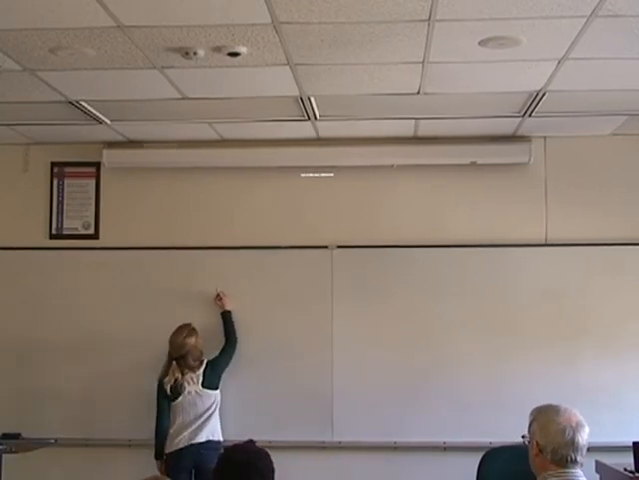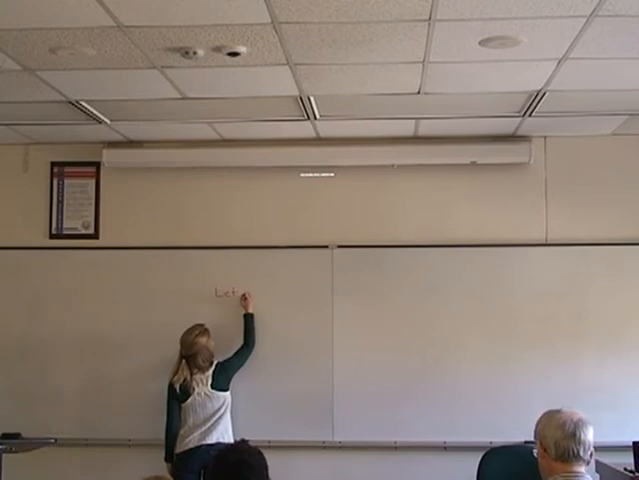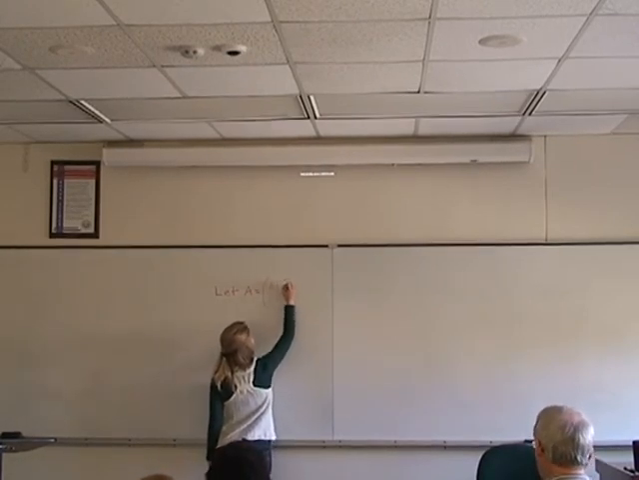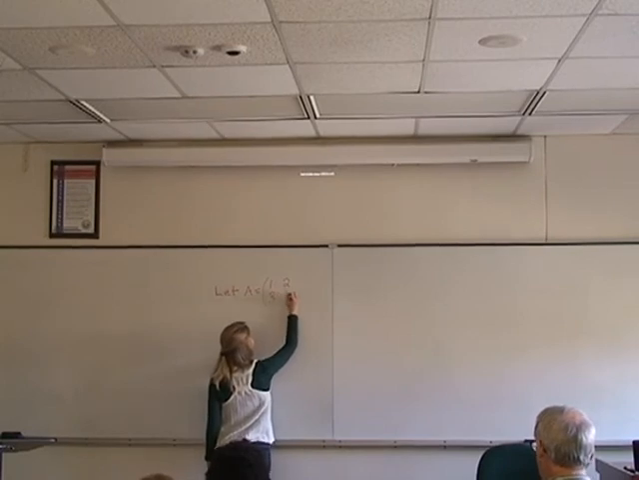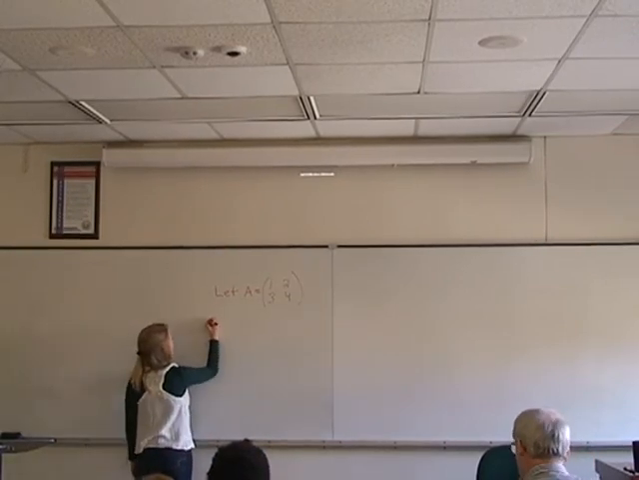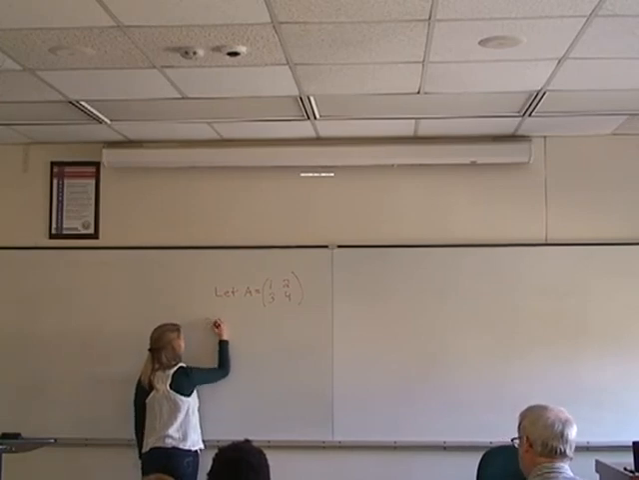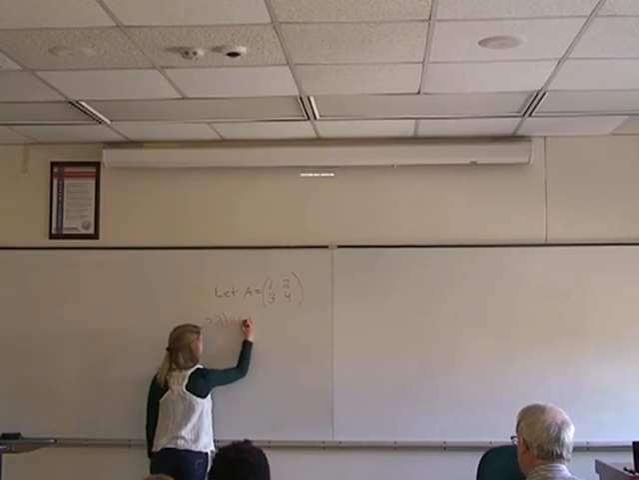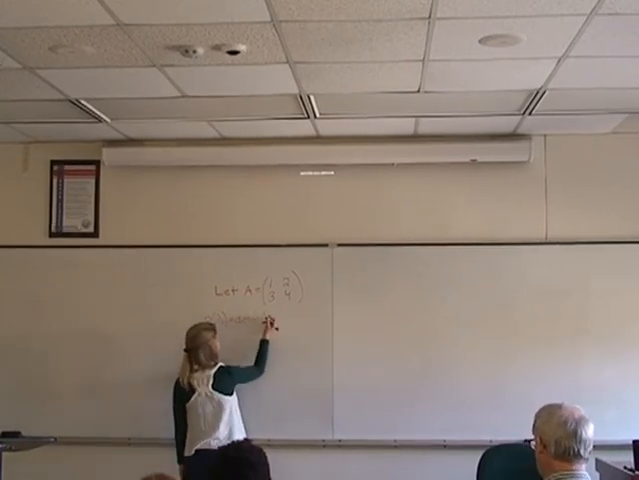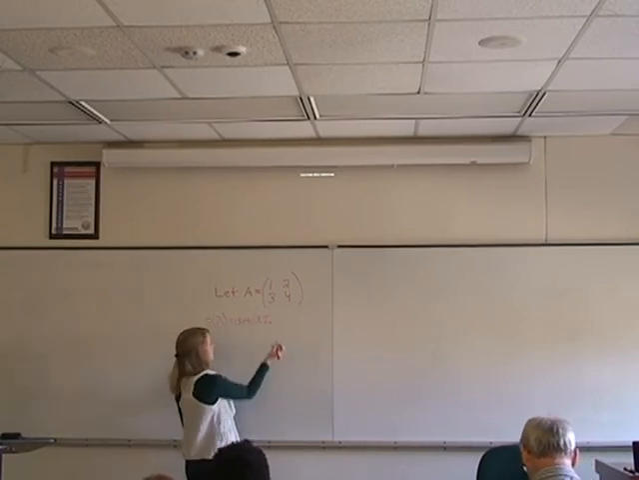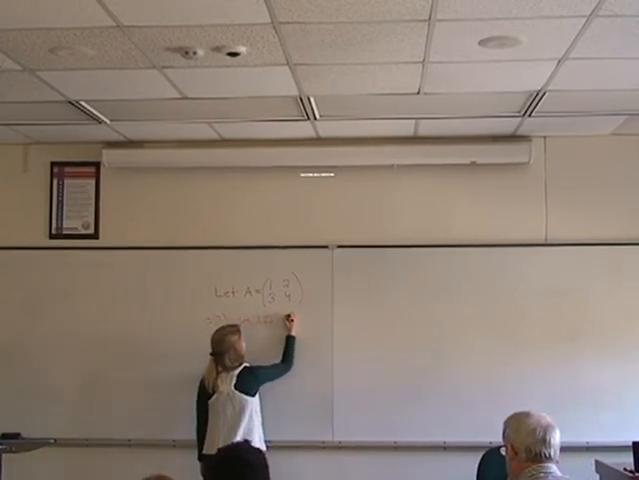Let C be a 2x2 matrix. We'll just let it equal 1, 2, 3. Pretty simple. So the theorem says the characteristic polynomial P of lambda equals the determinant of lambda times the identity matrix, which will be a 2x2 because A is 2x2, minus A.